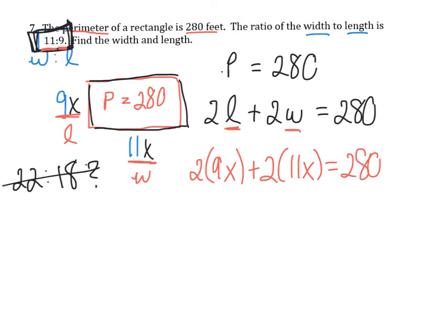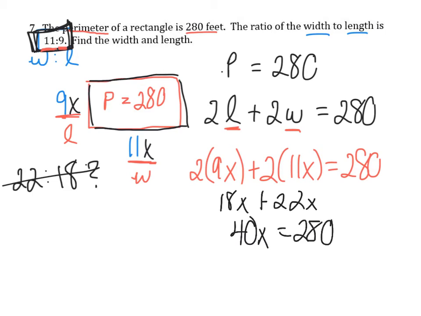So after I multiply, I'm going to end up with 18x and 22x. Together, that's going to give me 40x, which equals 280. Next thing, I want to divide by 40, so x is going to equal 7. So then that tells me that my dimensions for my rectangle were actually 77 and 63.